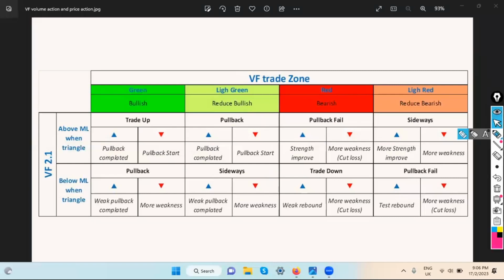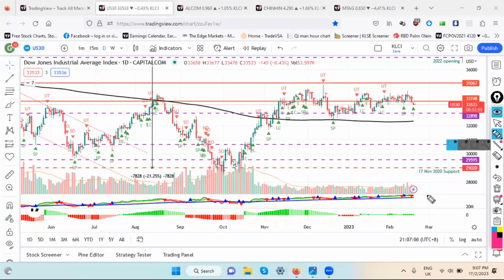So basically, the new VF is divided into two indicators. I use this as a sample. The first one here is the OVF, the original VF 2.1, and the one below is the new one. We call it the VF Trade Zone, or VF DZ for short.